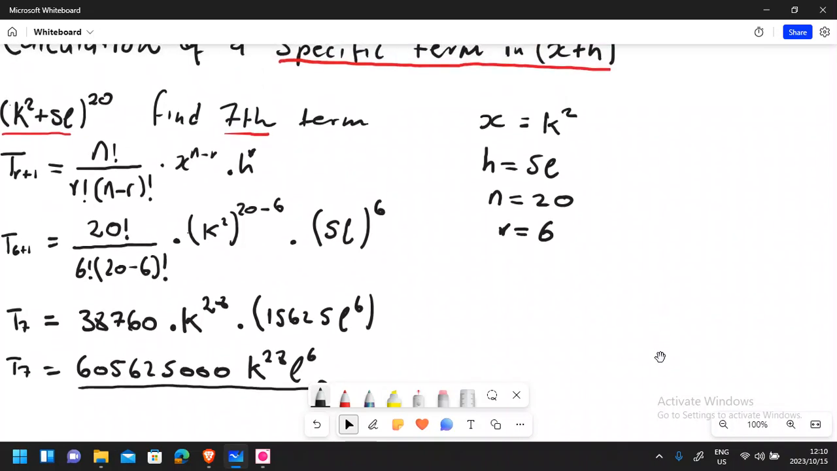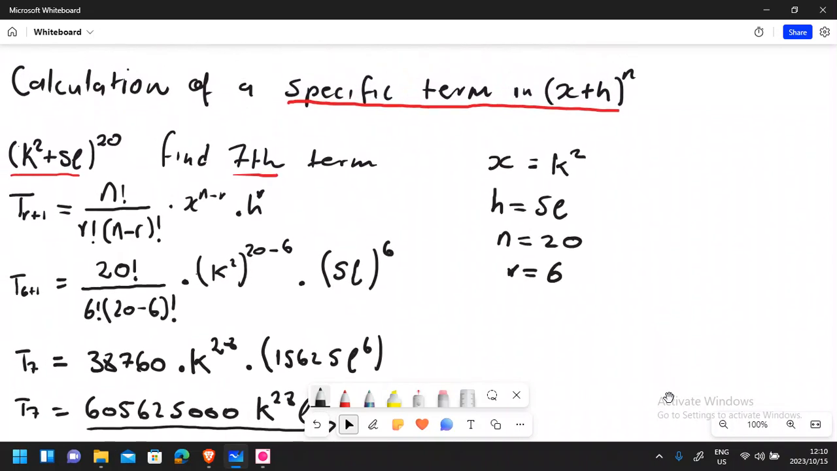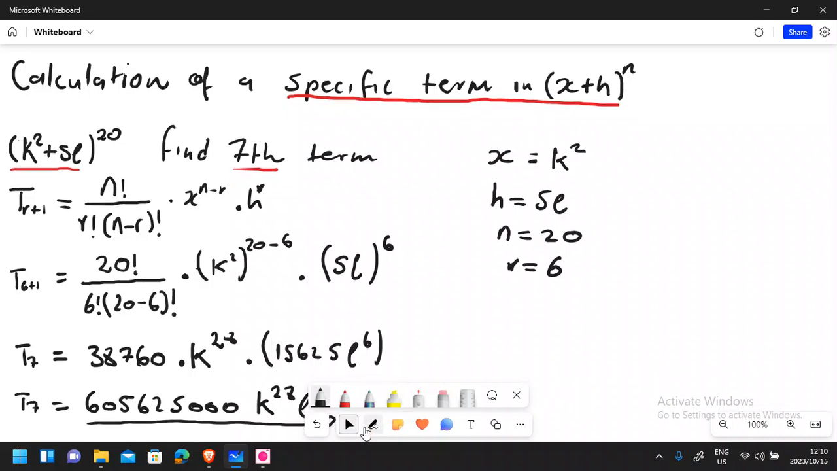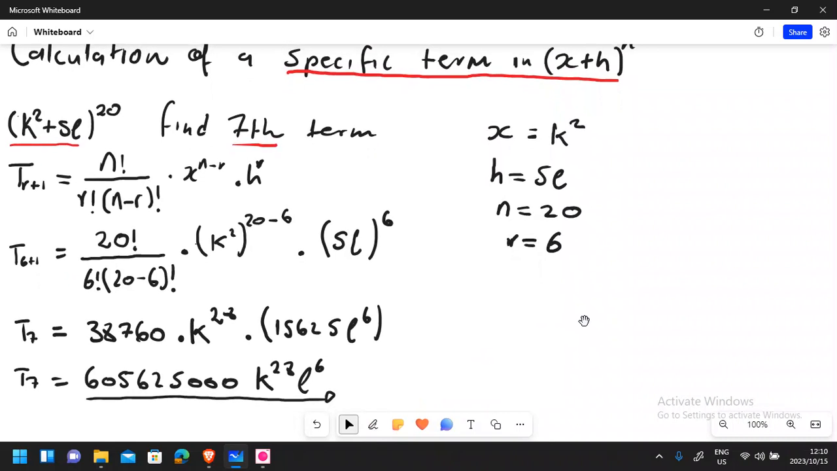So that's how you do it, guys. It's not really that difficult. It's a matter of understanding what is happening here. All you have to do is know how to substitute and know what x is equal to, what n is equal to, what r is equal to.